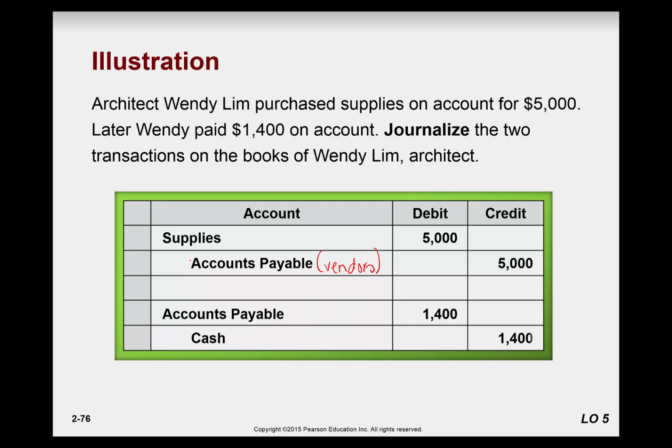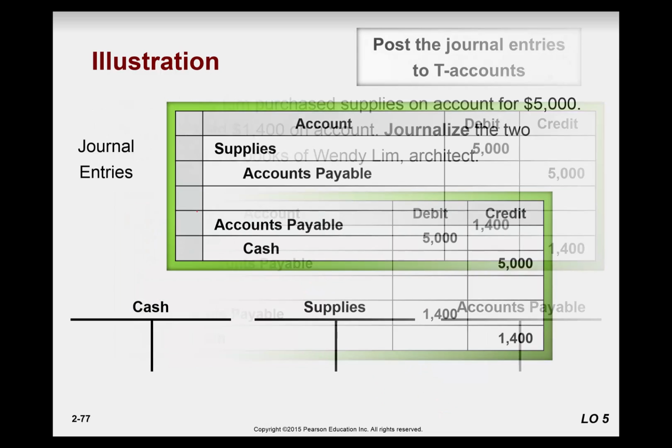And then once we pay it, notice we're not hitting supplies again. We are actually reducing our accounts payable, our debit and our credit. So our T account for accounts payable will show a credit of $5,000, and then our debit of $1,400 to net to our $3,600 balance.